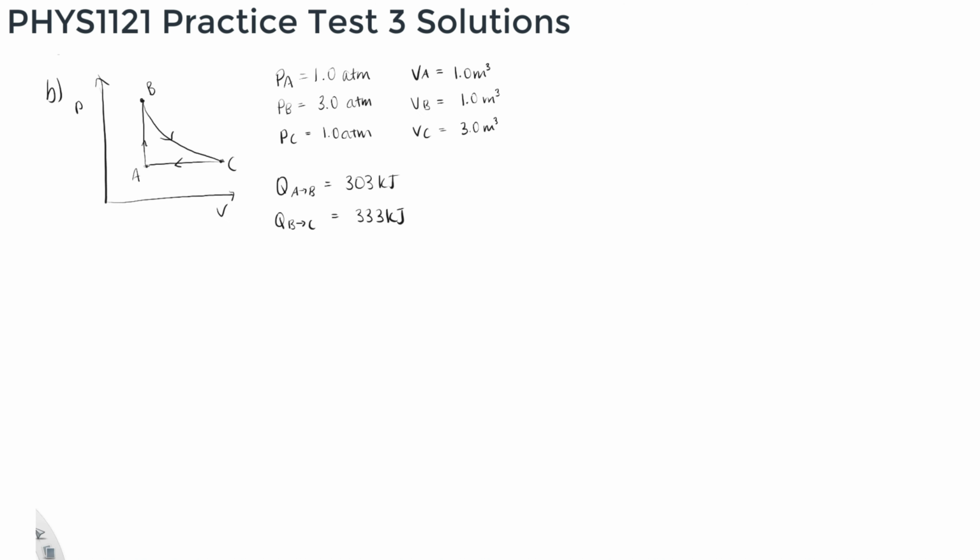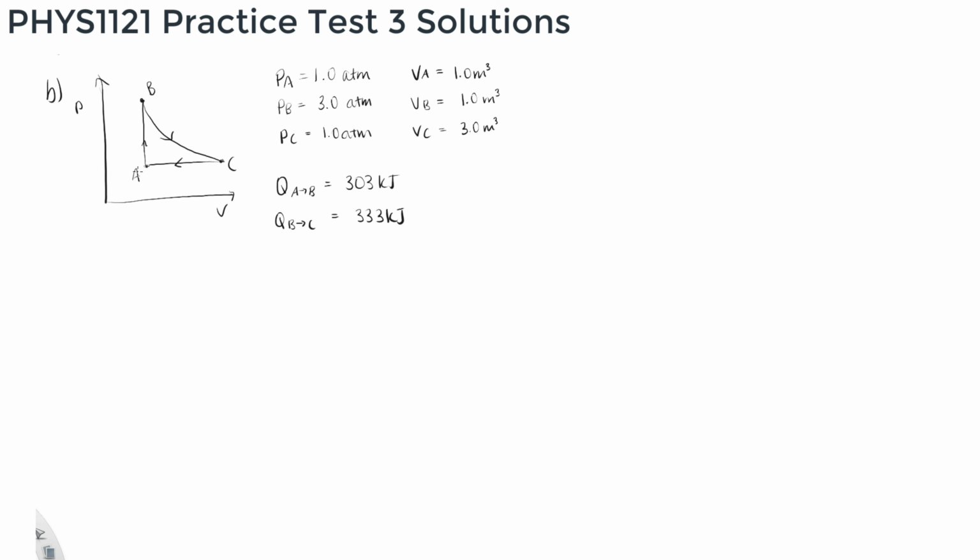Okay, so part B is a PV or a pressure volume diagram question. So here we have a cyclic process going from A to B to C back to A. And we've been told in the question that the process A to B is isovolumetric, which means that the volume doesn't change, and 303 kilojoules of heat enters the system.